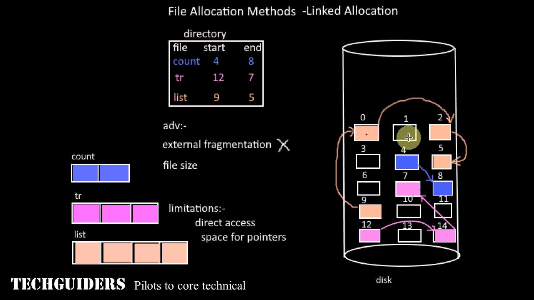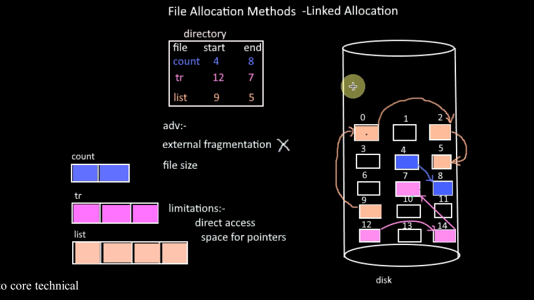In this video, we shall see how to overcome the limitation of the linked allocation by using a variation of the linked allocation scheme with the file allocation table.